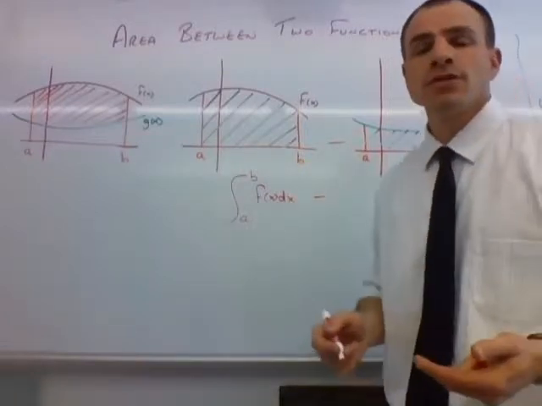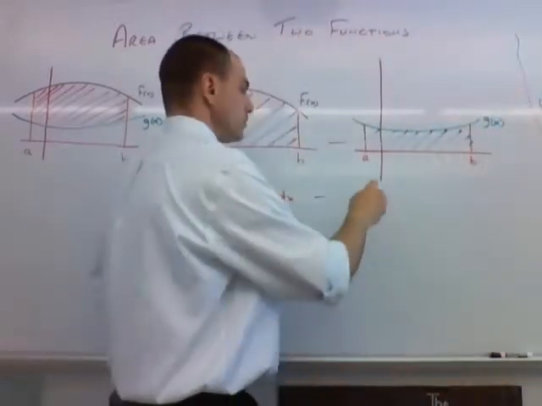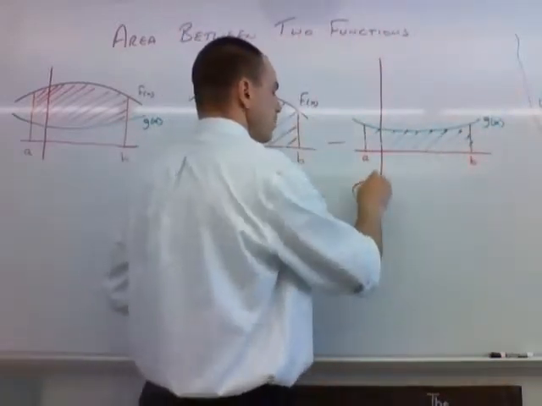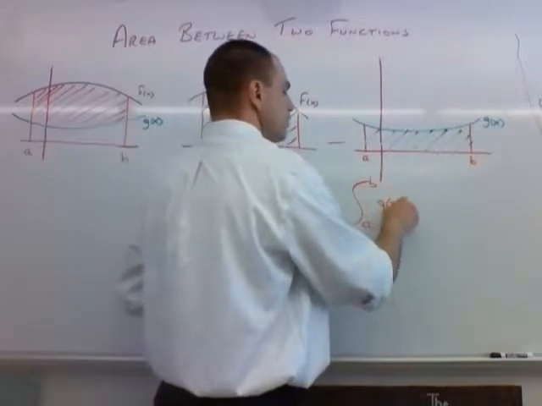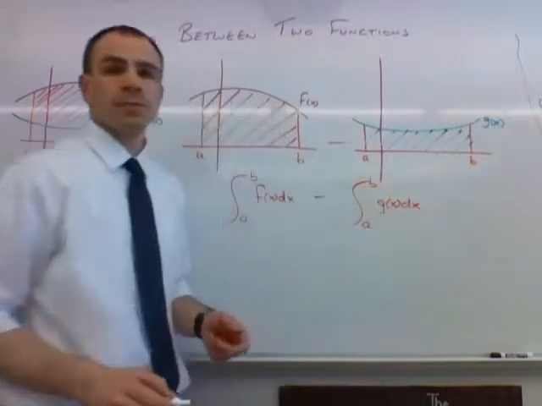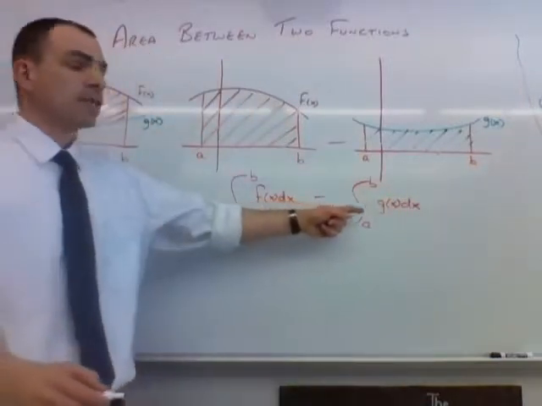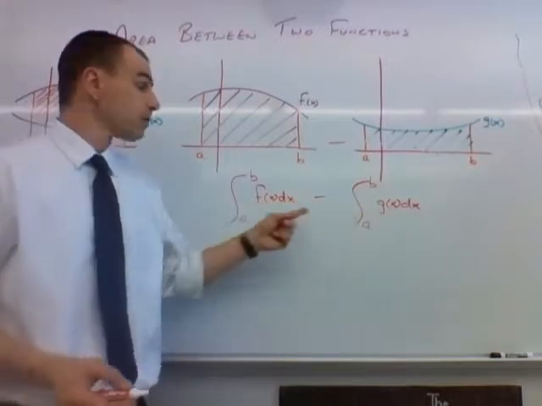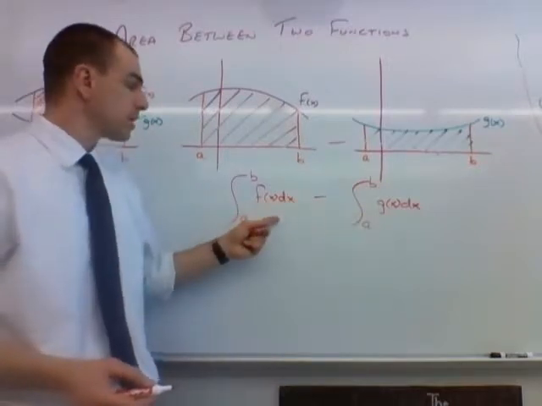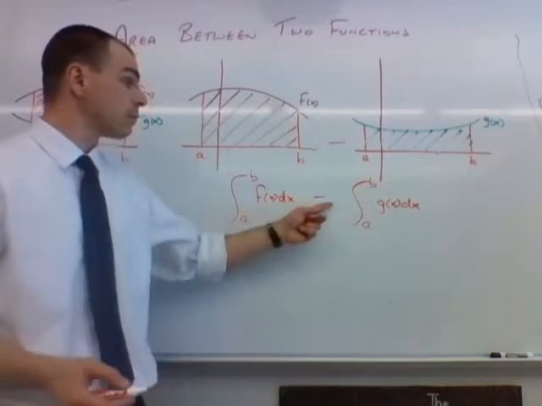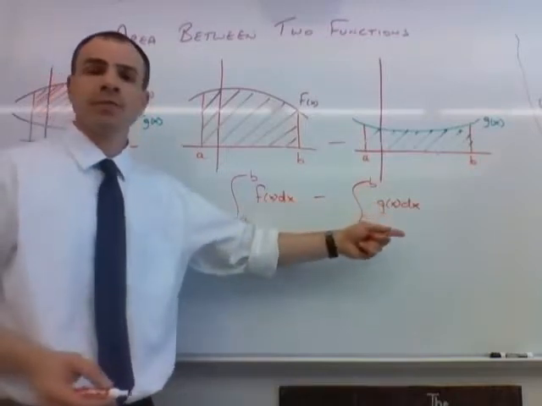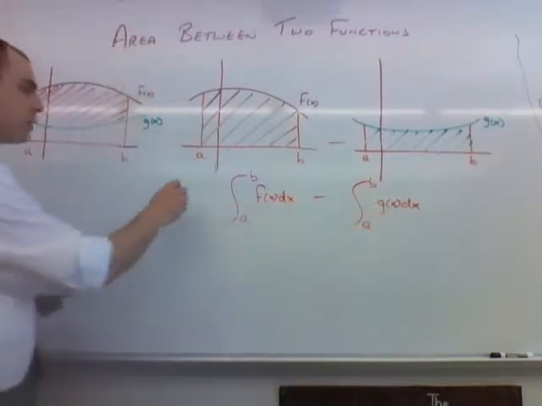Now that green region is also a definite integral. Its area from a to b, but this time the function is g of x dx. So we're just going to subtract the g area from the f area. The integral from a to b of f of x dx minus the integral from a to b of g of x dx. That's going to give us the region that we're looking for.